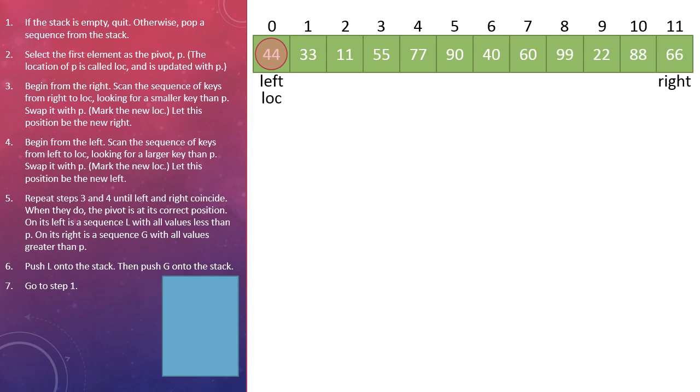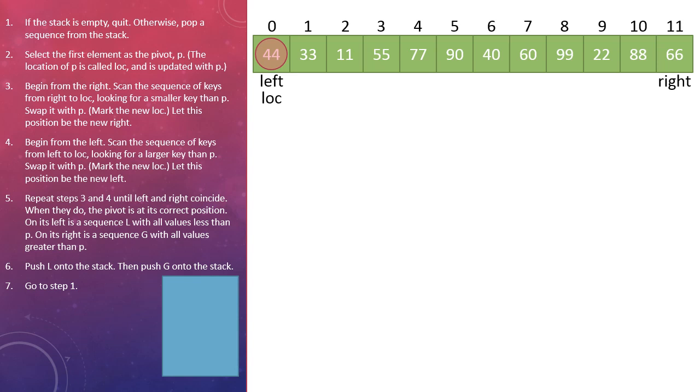Why is there a red circle around 44? Because I have selected 44 to be my pivot element. We can select any element to be the pivot, but to keep things simple, during this discussion of the algorithm, we will always select the first element to be the pivot. Lock marks the location of the pivot, so lock is at 0. Left is at 0, right is at 11.